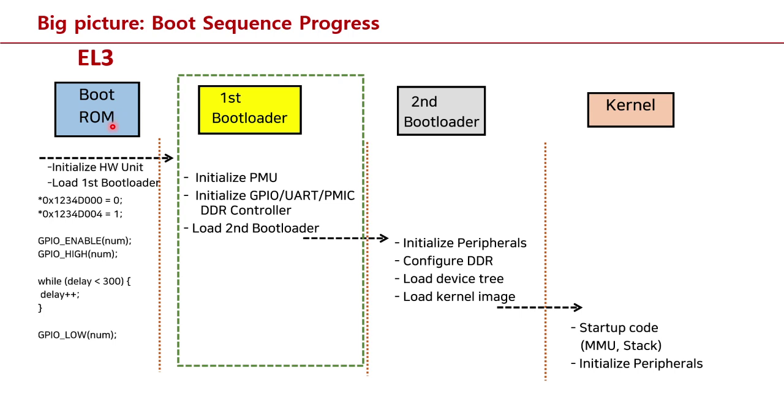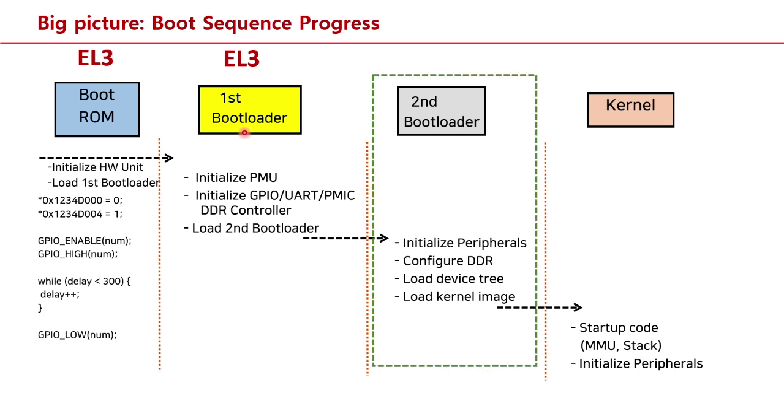The control is passed from the bootloader to the first bootloader, but at this moment, the first bootloader is running at exception level 3. Then the first bootloader loads the image of the second bootloader and makes it executable. But at this point, the second bootloader can be running at exception level 2. So we have an important question: why can the second bootloader be running at exception level 2?